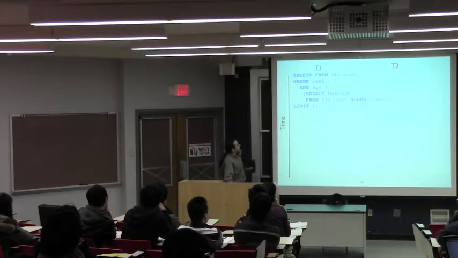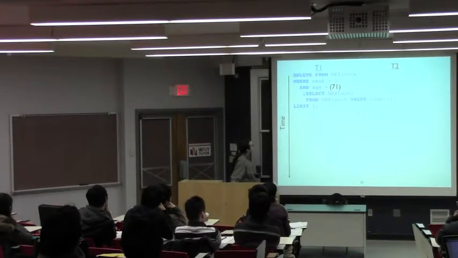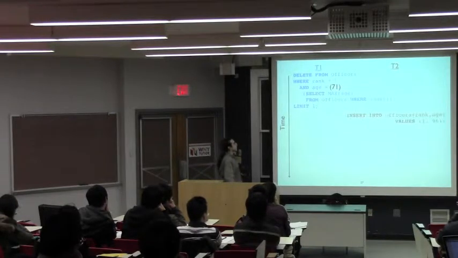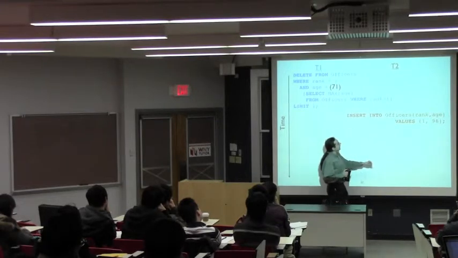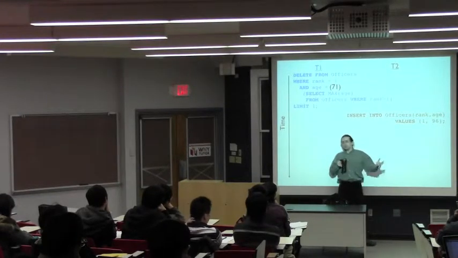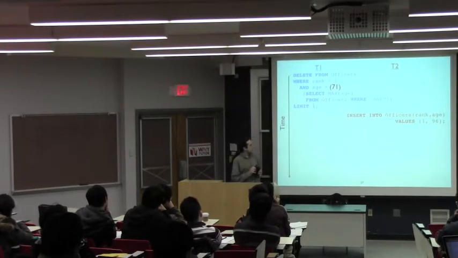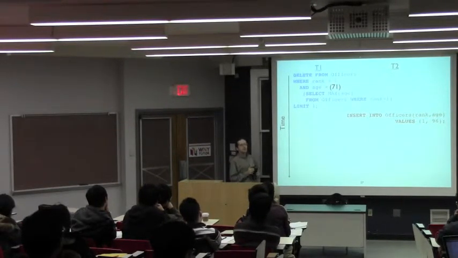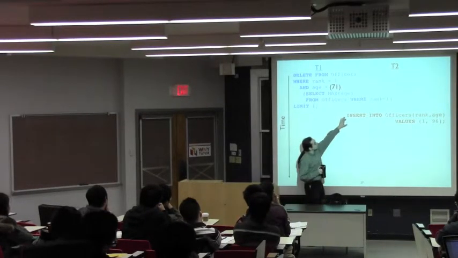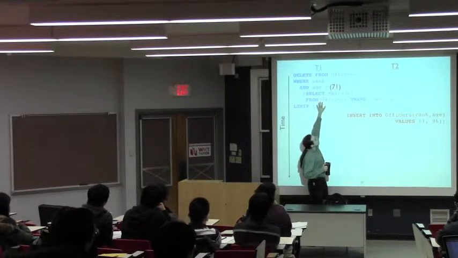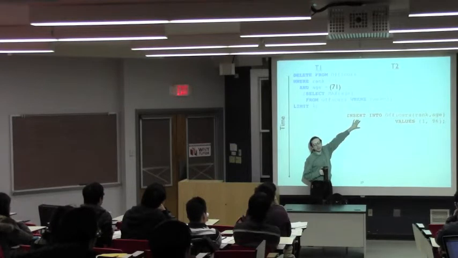Now let's say, hypothetically, that the maximum age is 71. Now T2 comes along and says, insert another value into officers. And just for the hell of it, I'll make that officer of rank 1, and I'll make them aged 96. Now note, by the way, if this operation had occurred before transaction 1's operation, this would be the tuple that got deleted.